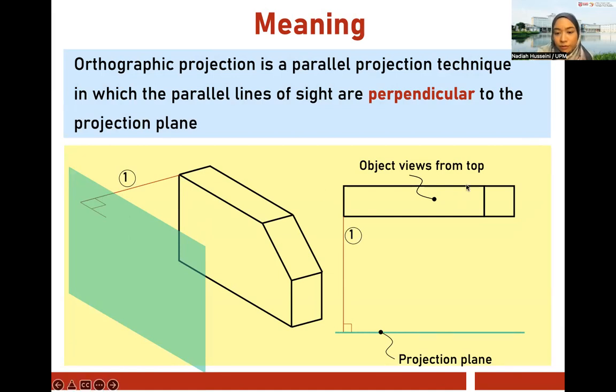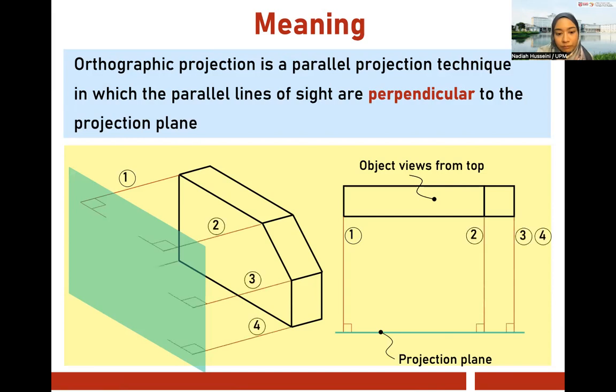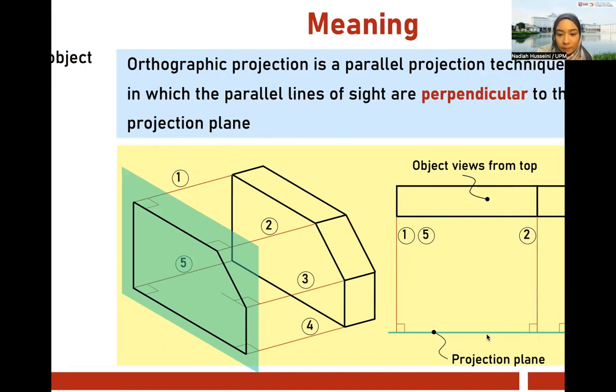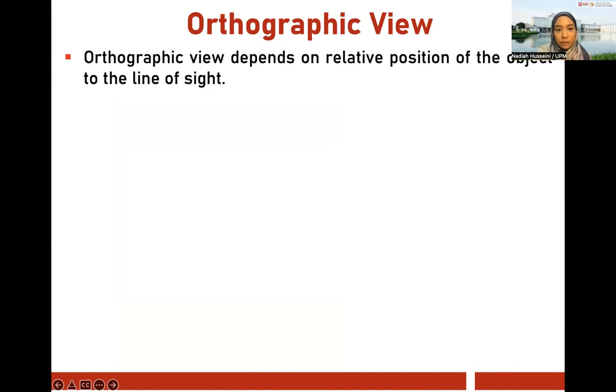Okay, so object views from the top. This is what we saw just now. And this is from the top of this object over here. So dia buat line of sight daripada atas. Anggap kita punya mata kat atas ni. Apakah line of sight kita? Walaupun plane kita masih kat sini. So dia tarik sini, tarik sini, tarik sini. Projection plane. So orthographic view depends on relative position of object to the line of sight. Let's see what that means.